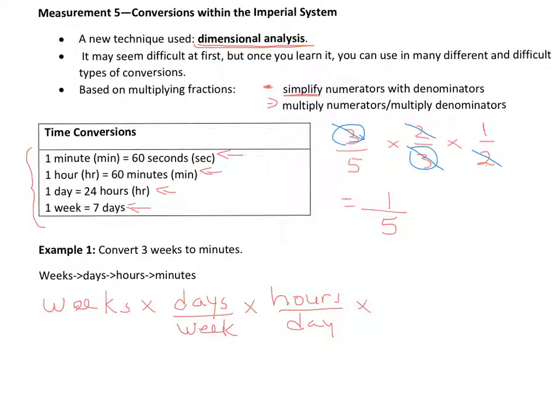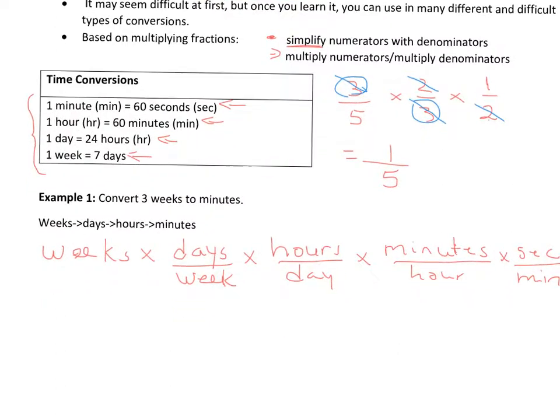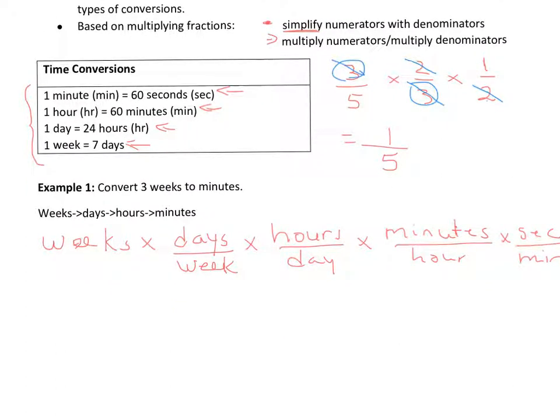But hours is not what I want yet either, so I'm going to multiply by the number of minutes per hour, and then because I want seconds, I'm going to multiply by the number of seconds per minute. So now let's put this into add the numbers. I'm going to just scroll up a little bit here to give myself a bit of space. So I'm starting with 3 weeks.